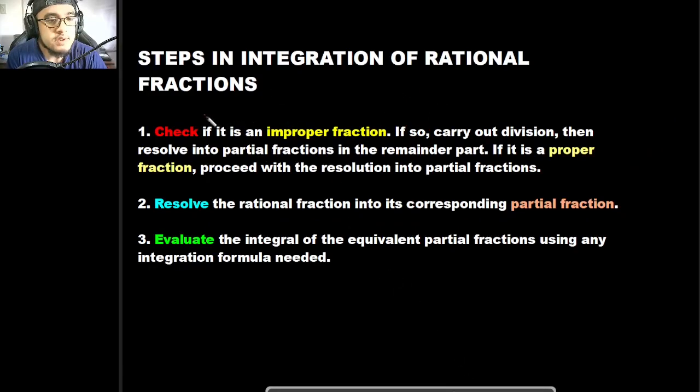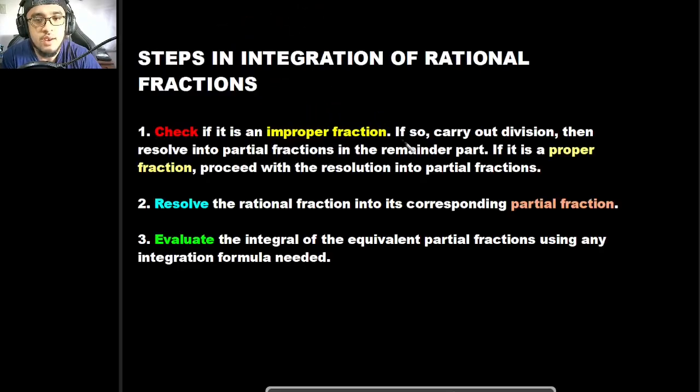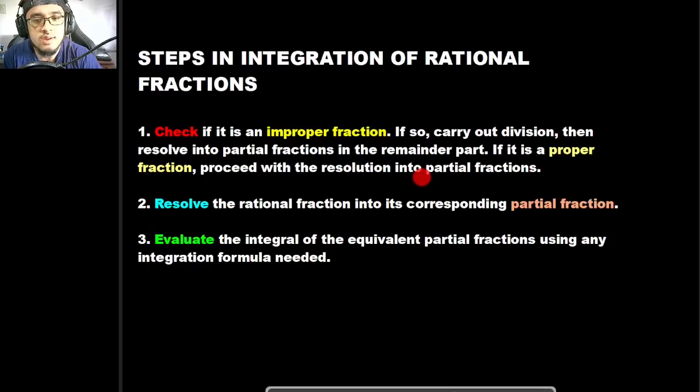In these steps, the first step in the integration of rational fractions is to check if it is an improper fraction. If so, you must carry out division, then resolve the remainder into partial fractions. We would be having an example of this later. But if it is a proper fraction, proceed with the resolution into partial fractions.